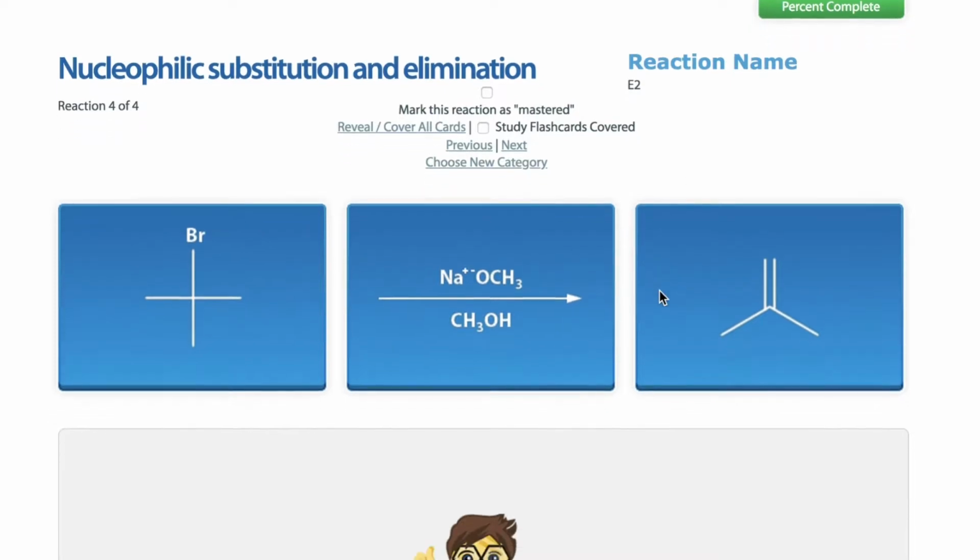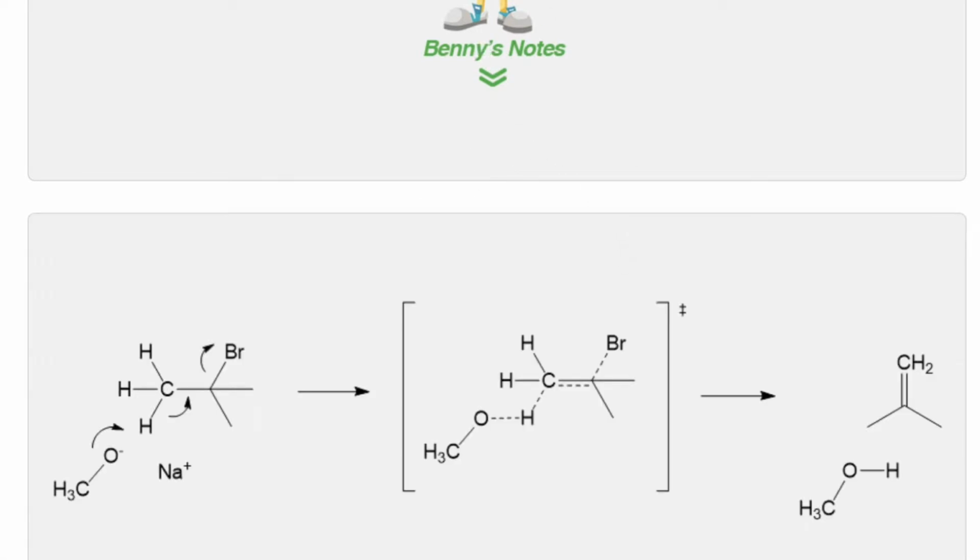Let's take a look at the reaction mechanism. An E2 reaction mechanism is said to be concerted, in that there is only one step to this reaction. The strong base is going to attack the alpha carbon proton. The electrons from the carbon-hydrogen bond will then flow between the two carbons to make a carbon-carbon double bond, and at the same time break the carbon-bromine bond.